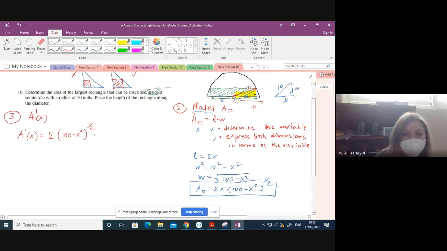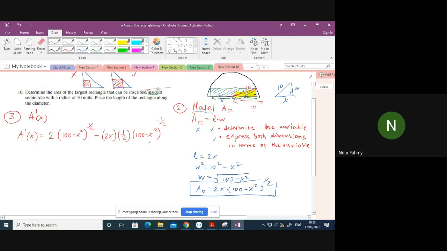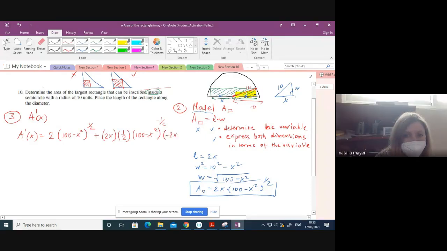And then plus 2x times half times 100 minus x squared to the power negative half, and then times what? Negative 1. Times negative 2x. Oh, 2x, yeah, I forgot the square, that's all. I did 2x times negative 2x. Can I do that? Yes. I got plus negative 4x, so minus 4x.